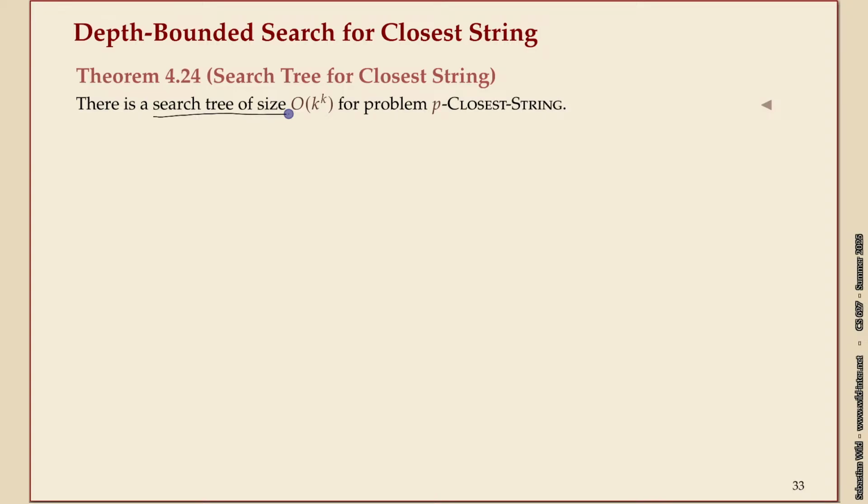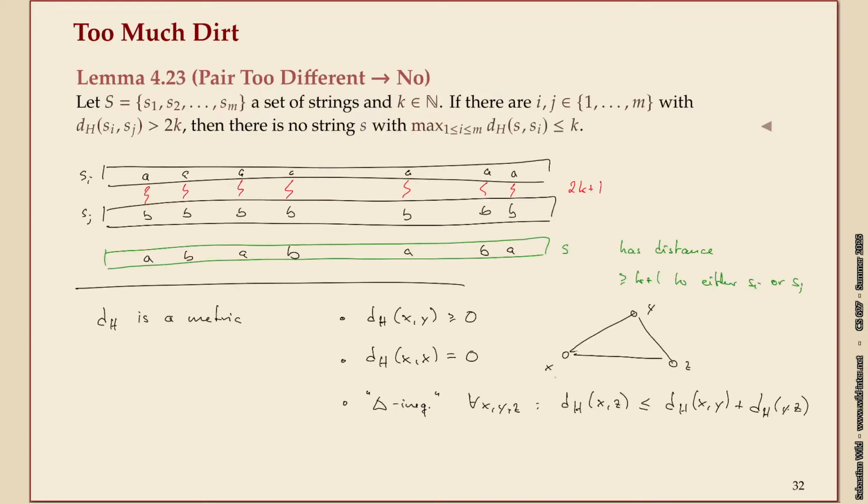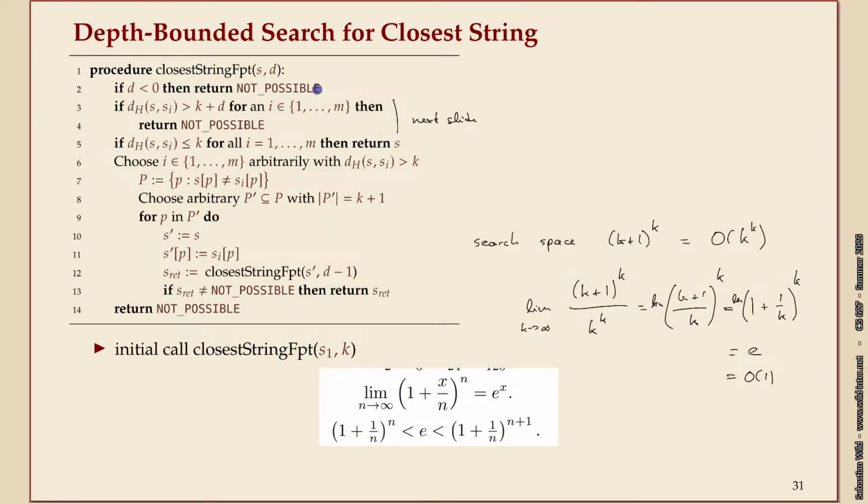Now you can also think about what's the running time of the overall algorithm. So there's a few things we have to do here. We have to determine Hamming distances. We have to find these positions where a certain string differs from the current consensus candidate. And we have to modify strings, but that's relatively cheap.